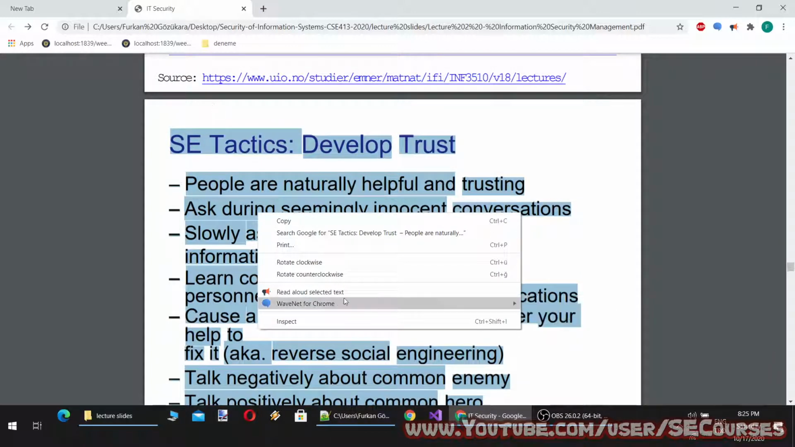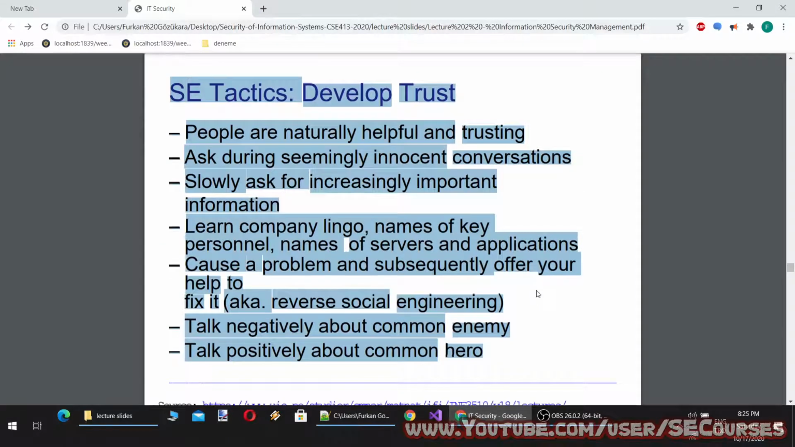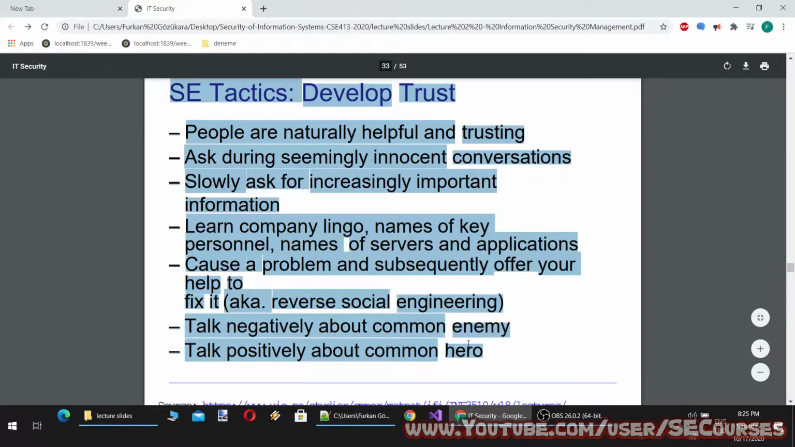Social engineering tactics. SE tactics: develop trust. People are naturally helpful and trusting. Ask during seemingly innocent conversations. Slowly ask for increasingly important information. Learn company lingo, names of key personnel, names of servers and applications. Cause a problem and subsequently offer your help to fix it, aka reverse social engineering. Talk negatively about a common enemy. Talk positively about a common hero.